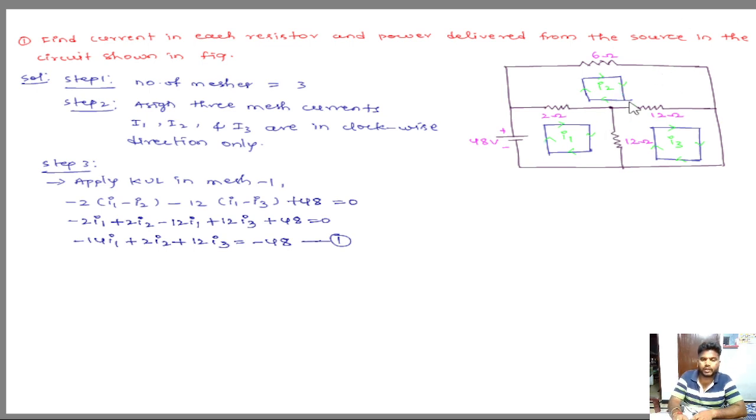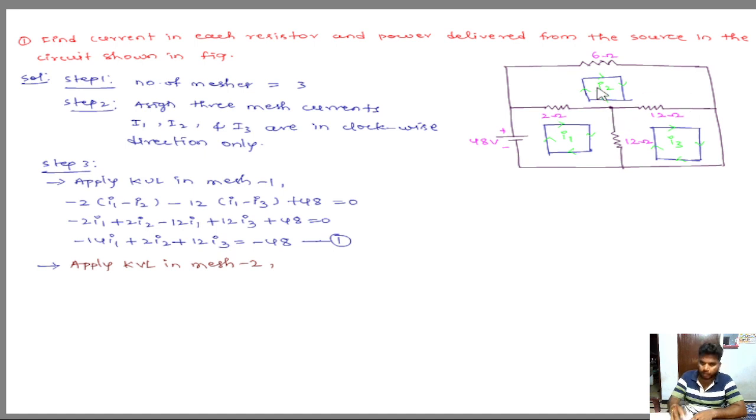Next, apply KVL in mesh 2. How many elements are connected in mesh 2? 1, 2, 3, three resistors. All are resistors, which means all are voltage drops.